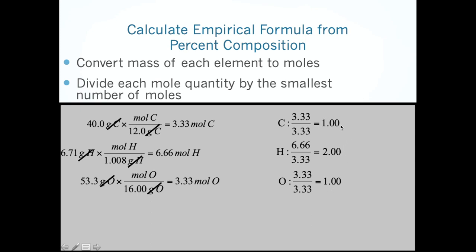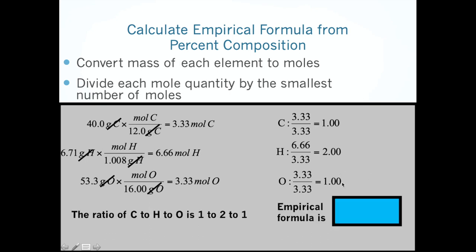It's just that, in the off chance you don't, there are ways to get around that. Anyway, once you get down to a whole number ratio, now you've got your empirical formula. There's one carbon, two hydrogens, and one oxygen here that we're dealing with. That ratio is 1 to 2 to 1, and therefore your empirical formula is just going to be CH2O. All right, that's great. There's your empirical formula.